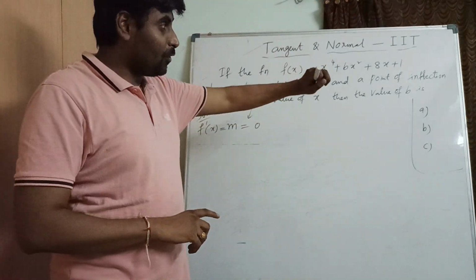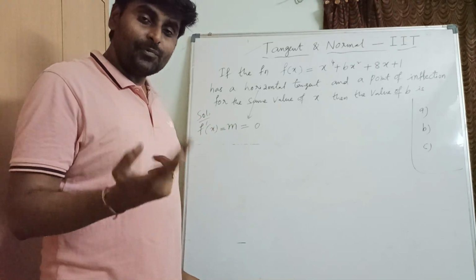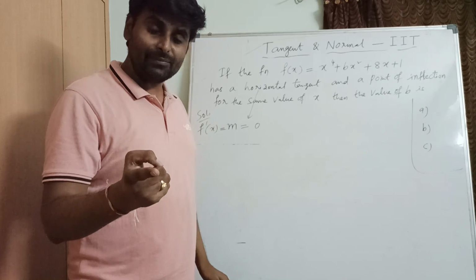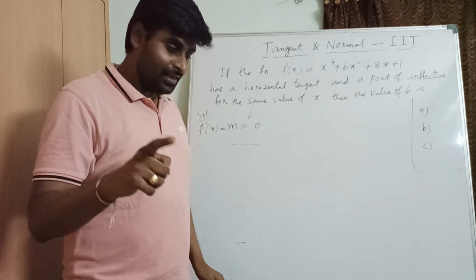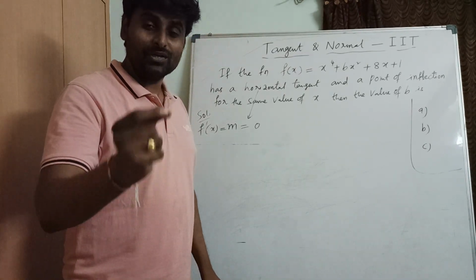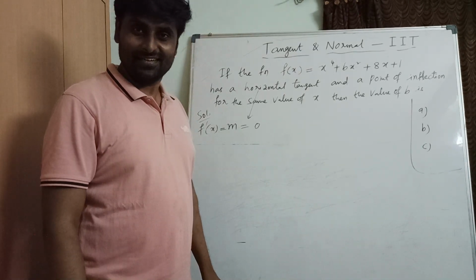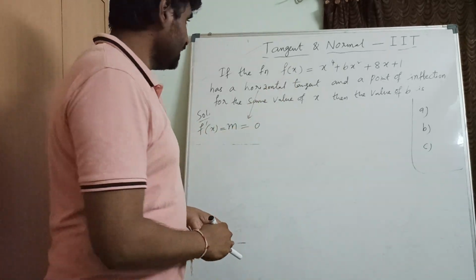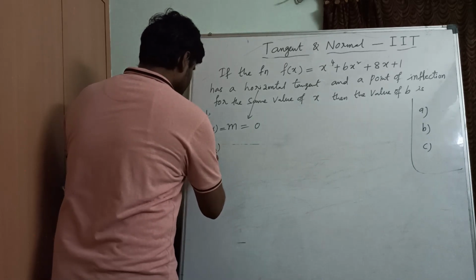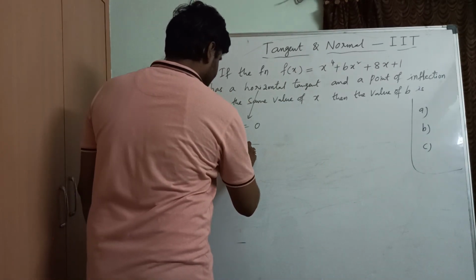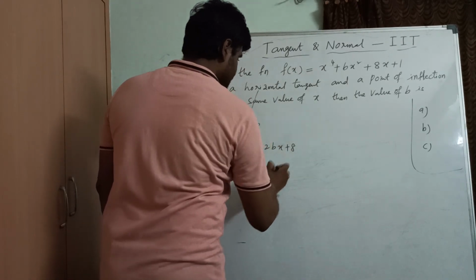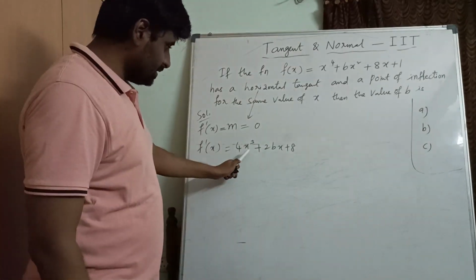What do you mean by point of inflection? Point of inflection is a point where d square y by dx square equals 0, where f double dash of x is 0, where the second derivative is 0. That is point of inflection. Clear? So now it's very easy. First of all, differentiate that. So f dash of x is 4x cube plus 2bx plus 8, correct? After that we can make this 0.